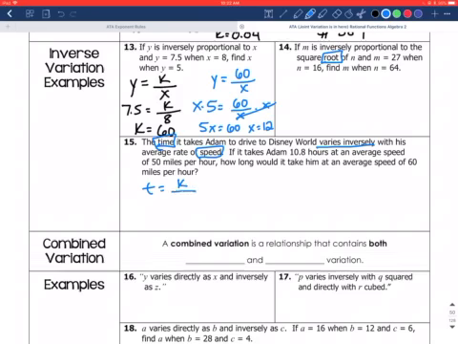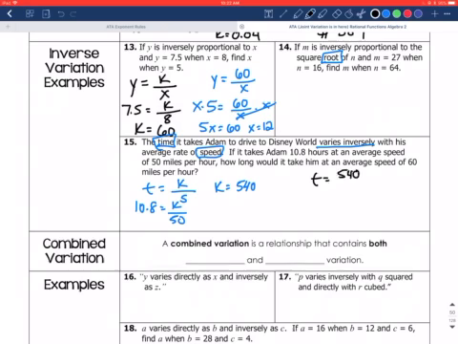Time varies inversely with the speed. So our variable's going on the bottom. If it takes Adam 10.8 hours at an average speed of 50 miles an hour, so we're going to find k, do 10.8 times 50, and k will be 540.